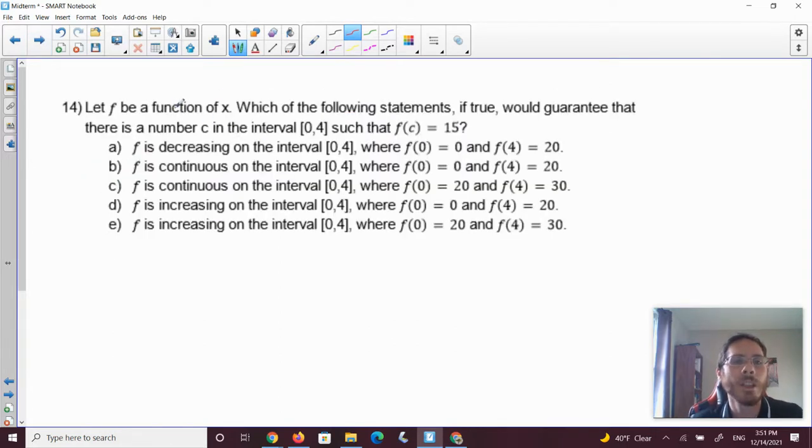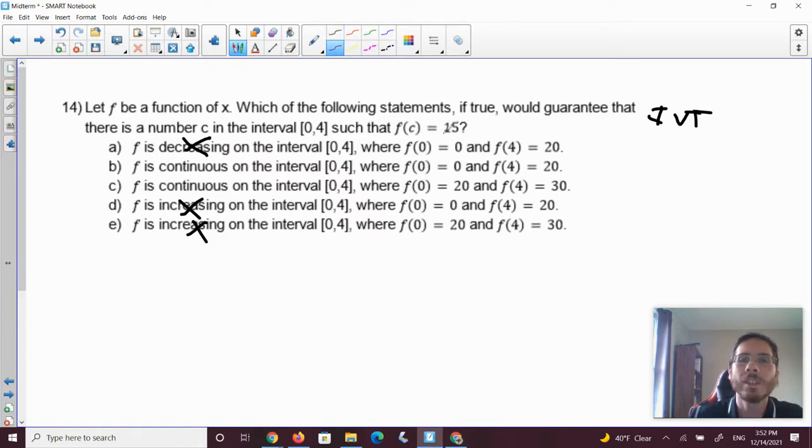All right, for 14, let f be a function of x, which of the following statements, if true, would guarantee there's a number c in the interval 0 to 4, such that f of c is 15. So this really feels like it's all about the intermediate value theorem, so we need to make sure we satisfy the intermediate value theorem. So we have an interval, we have a closed interval, which is good. The other thing that we need for the intermediate value theorem is we need to be continuous. So we're going to get rid of these 3 because they don't say continuous.